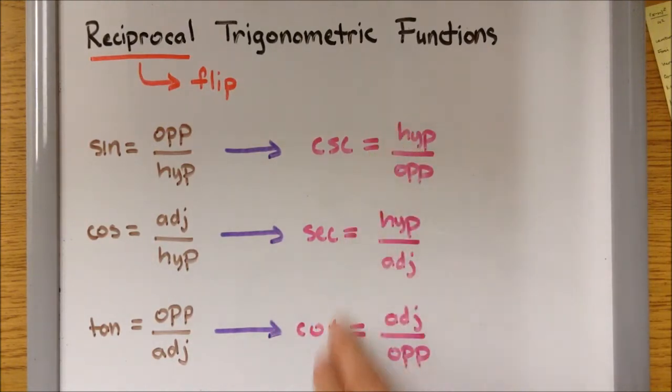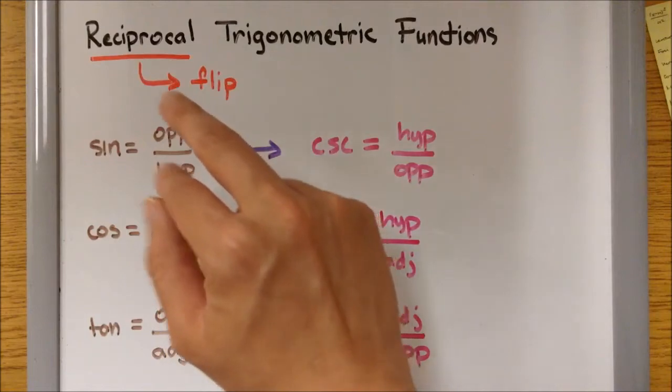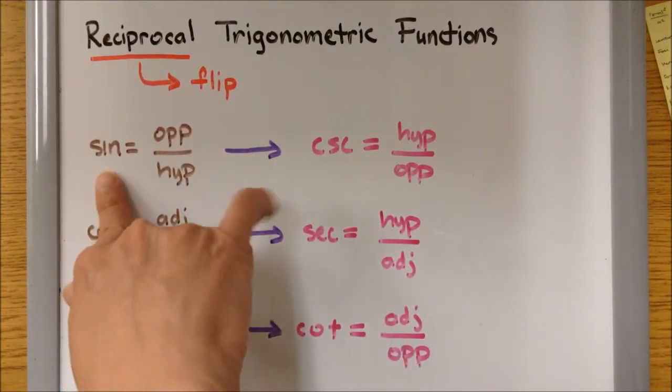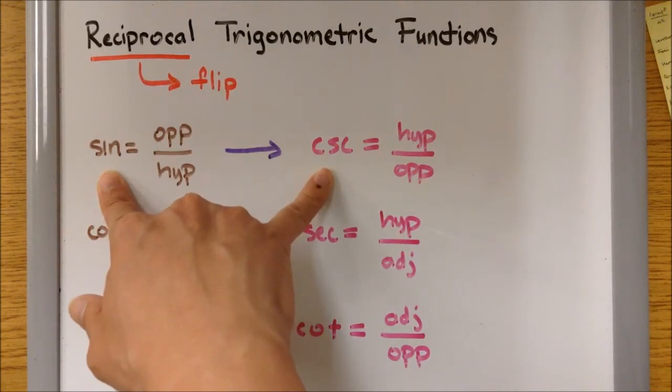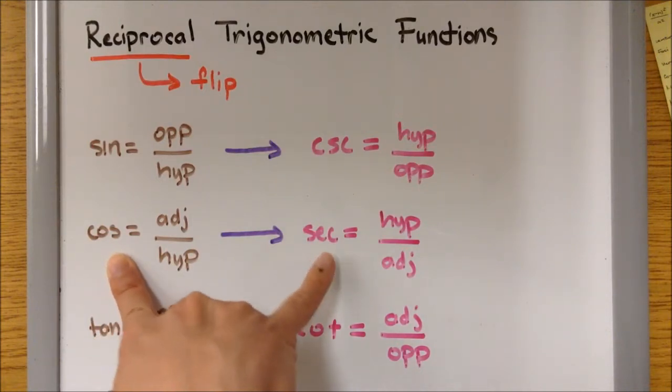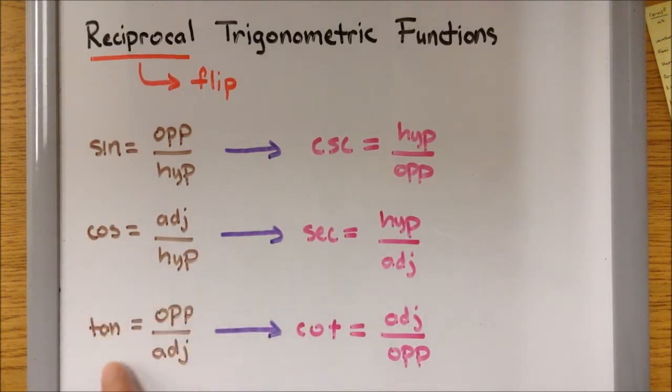So these are the definitions for cosecant, CSC, secant, SEC, and cotangent, COT. If you're not going to remember them, just remember the three main ones, SOHCAHTOA, and flip the fraction to get the reciprocal. Just remember, for sine, the reciprocal is cosecant, CSC. For cosine, the reciprocal is SEC. And for tangent, the reciprocal is cotangent, COT. Now we're going to do some examples using these reciprocal functions.